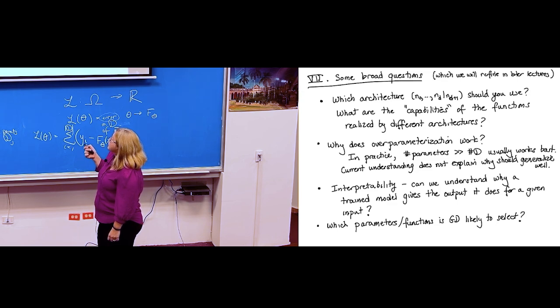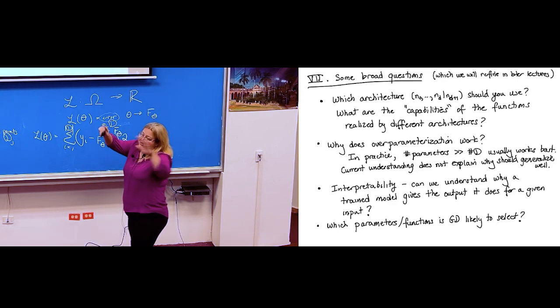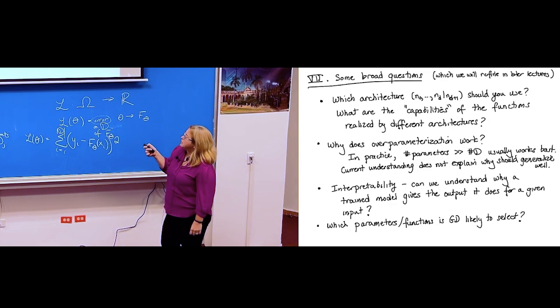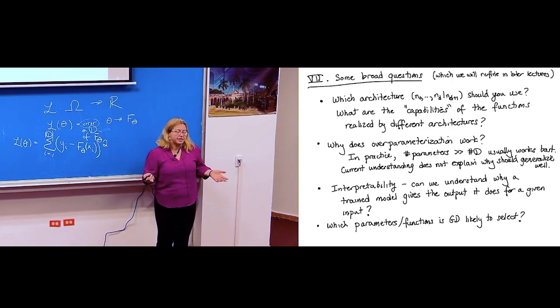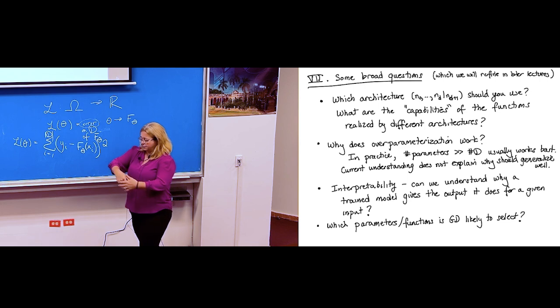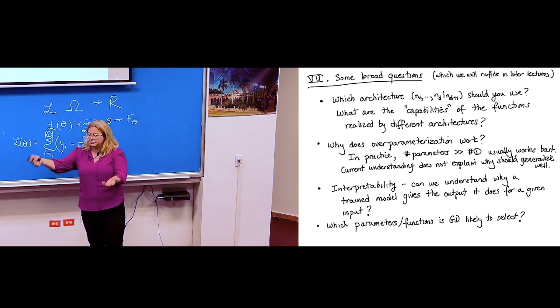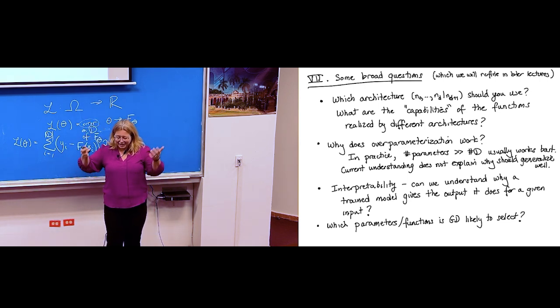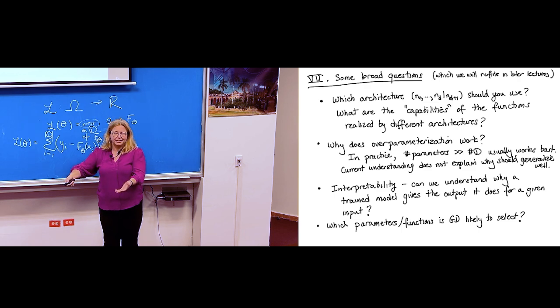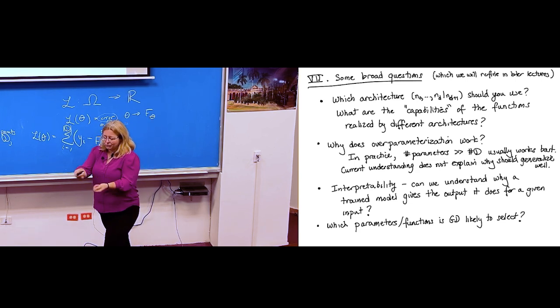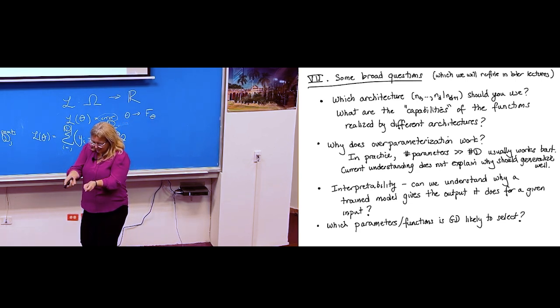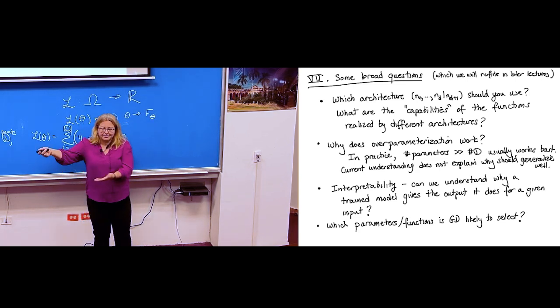Okay, so another question, again, these are very broad, is the question of interpretability. Say you've gone through this whole process, you had a data set, you trained a model, you got your function, and now you apply it to some data point and it gives you an answer. You might want to know, why did it give you that answer? What characteristics of the inputs made it give you that output?